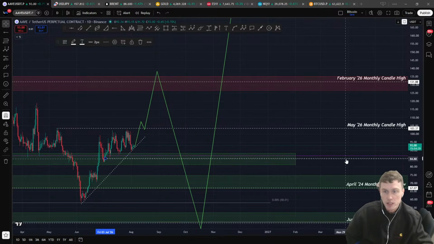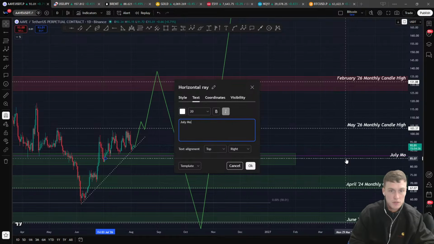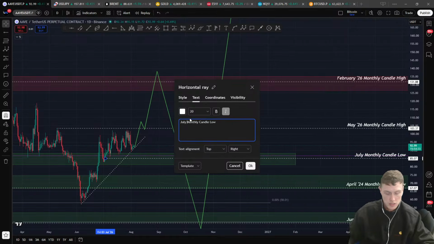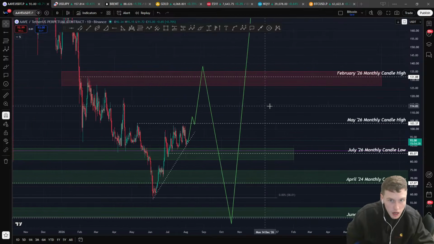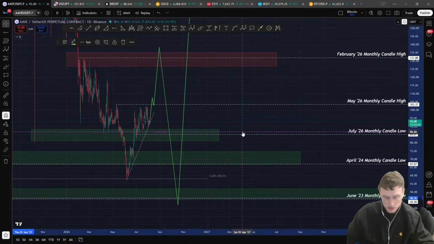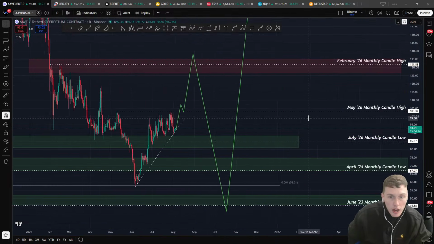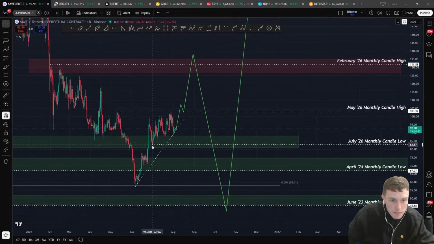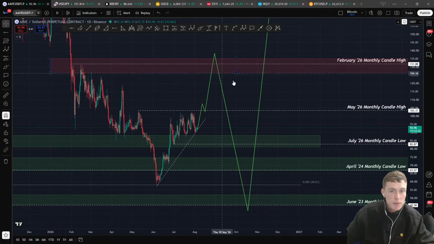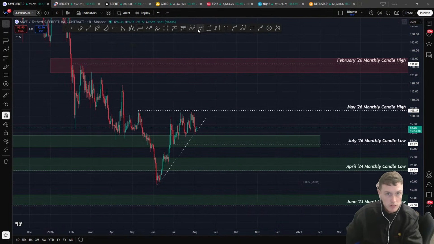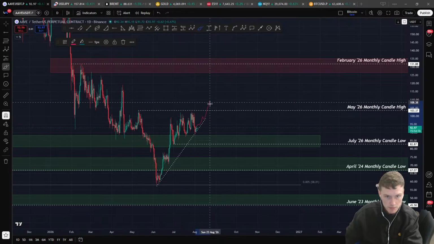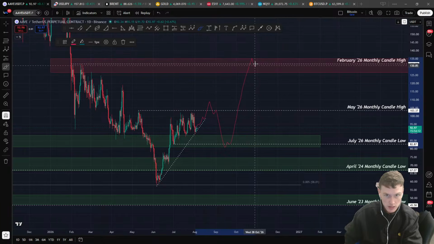This is the July monthly candle low. Monthly candle low, July 26. So this might be the long side SFP locally. You get price, it creeps up. Maybe short here, long into here, short here, long here.